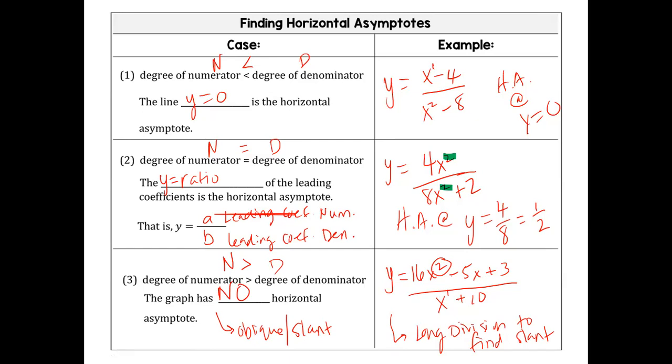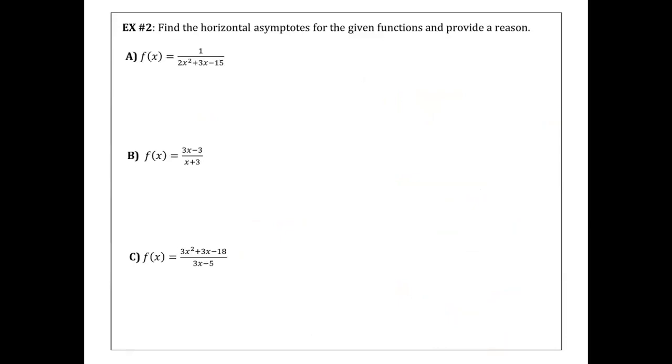All right, let's practice. So I'm going to give you 3 examples. On example 2, you're going to have 3 problems, and I want you to classify whether it's case 1, case 2, or case 3, and identify the asymptote if you can. So you're classifying, talk it out with each other, ask for help. Example 2A. Is it a case 1, case 2, or case 3?